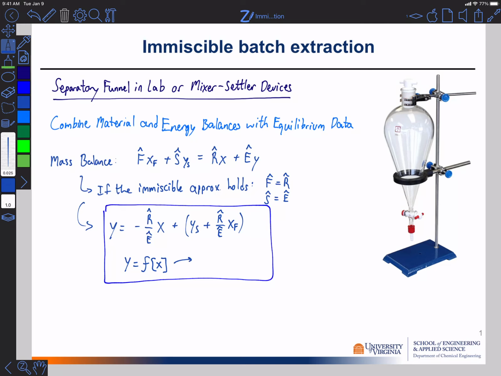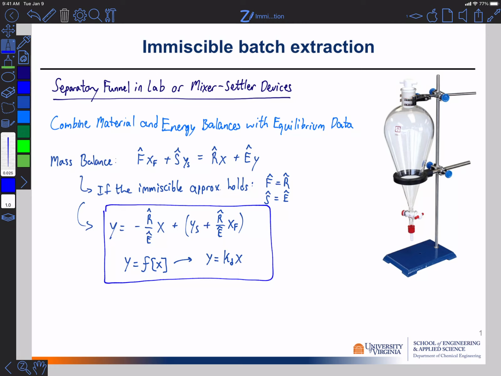Right, this equilibrium data might just be a distribution coefficient, right? It could be a situation where y is equal to kd times x or something like that, right? It might be that simple, but this is what we're talking about in terms of immiscible batch extraction.